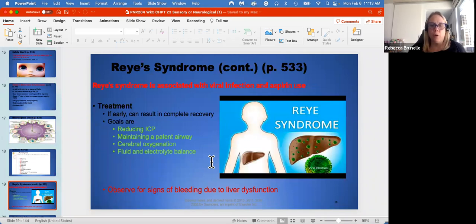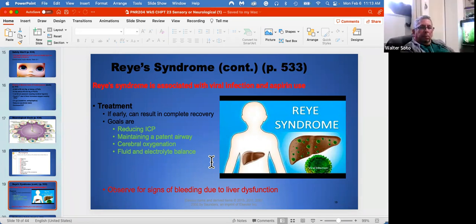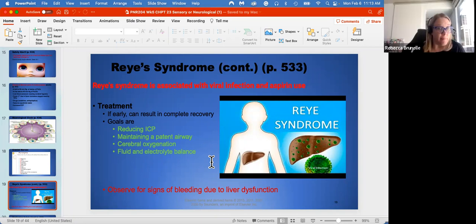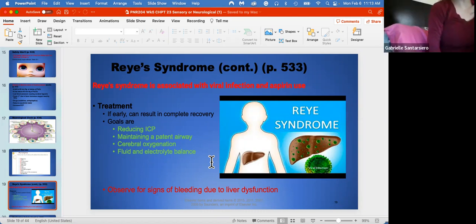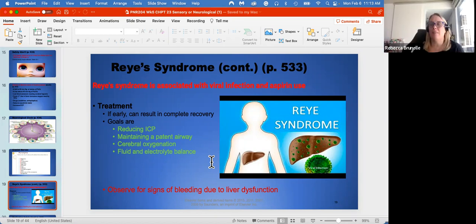So has anyone heard of Reye's syndrome? I don't know what it is, but I know children can get it from taking aspirin. Very, very good. So this is like an encephalitis and liver. So think of brain and liver with Reye's syndrome. And it is associated with taking aspirin.